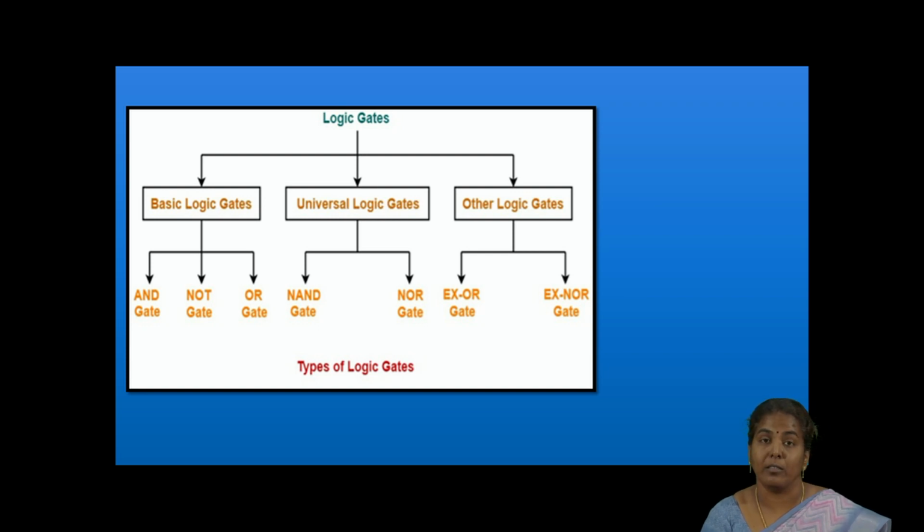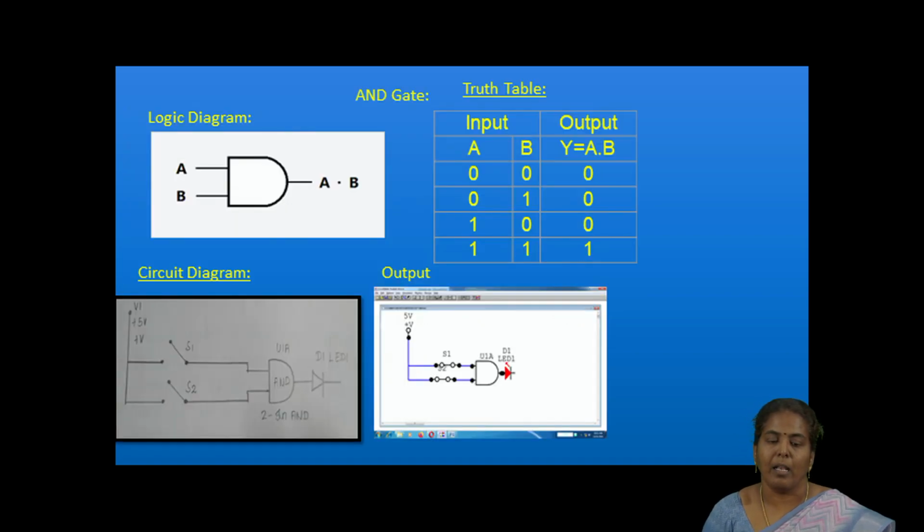There are three categories of logic gates. The first one is the basic logic gates, the second one is the universal logic gates, and the third one is the other logic gates. What are the basic logic gates? We can say the AND gate, NOT gate, and OR gate. The universal gates are the NAND and NOR gates. The remaining other gates are the XOR gate and XNOR gate. Okay, let us begin the class with the AND gate.